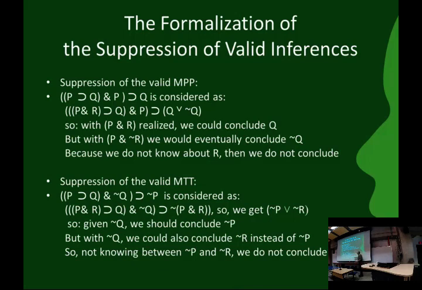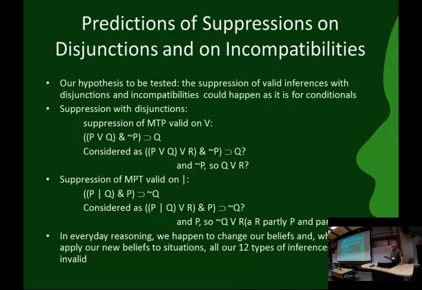I won't explain, but you can read it after the presentation on the PowerPoint. They do the same with the disjunctions and incompatibilities. That is, when people learn new information after having done the inference the first time, they suppress the inference. In a certain sense, they correct their inference and do not make the valid inference because they have learned something new. This is a non-monotonic procedure, we will say.